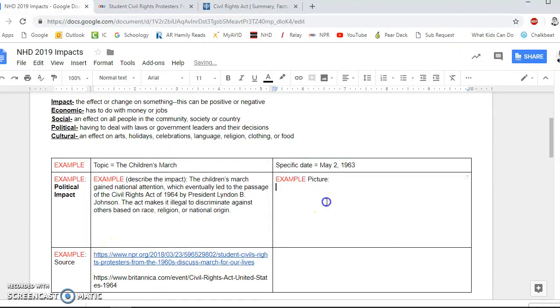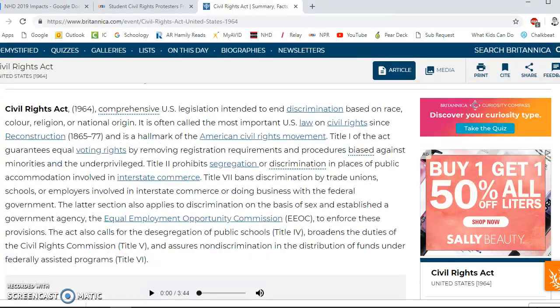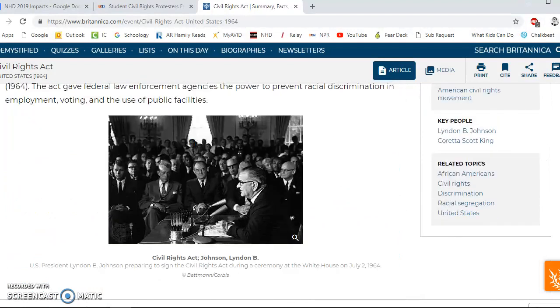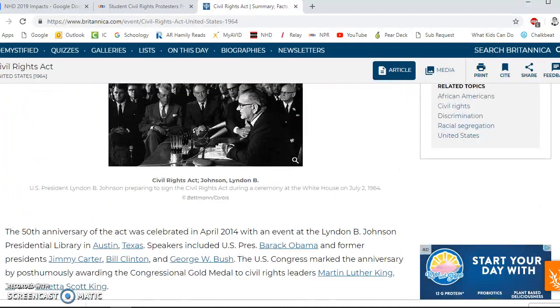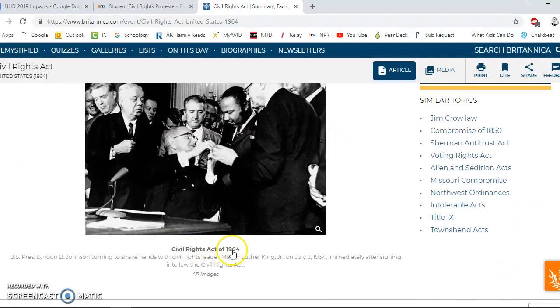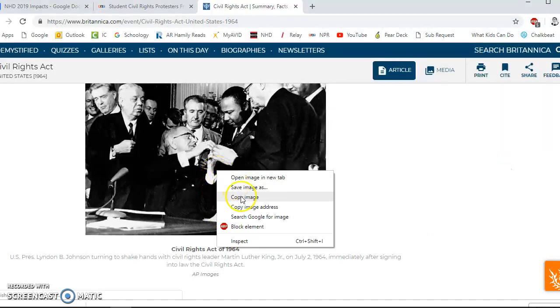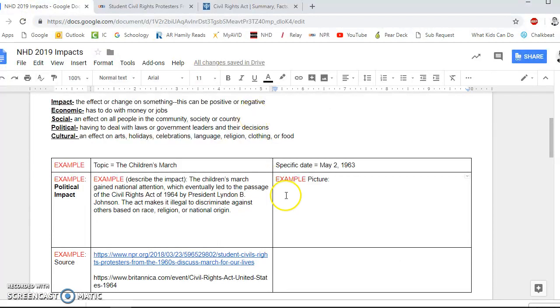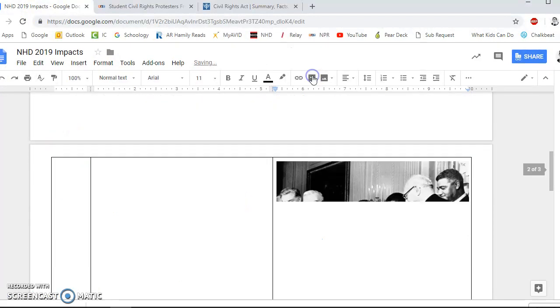Control-V. Now I need a picture that represents this. I know Britannica has been very helpful with pictures in the past, so let's see if there's something I can use. Ooh, great. Ooh, look at this one. Civil Rights Act of 1964, U.S. President Lyndon B. Johnson turning to shake hands with civil rights leader Martin Luther King Jr. immediately after signing into law the Civil Rights Act. That seems like a pretty monumental image, so I'm going to go ahead and copy this and paste it here.